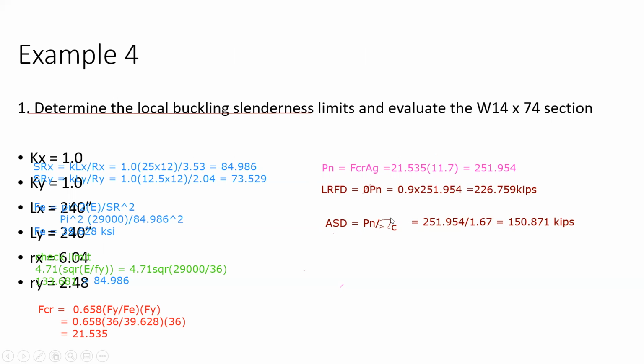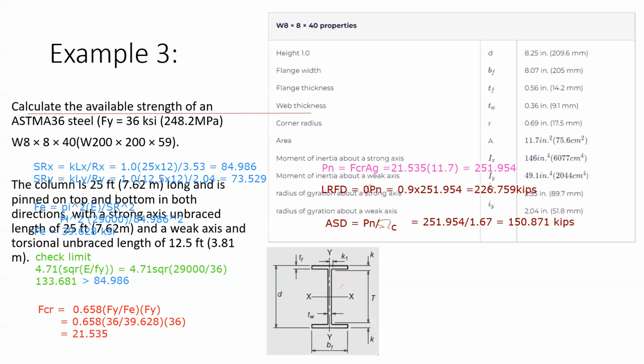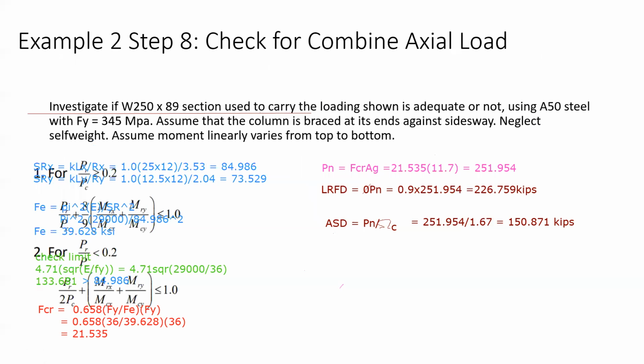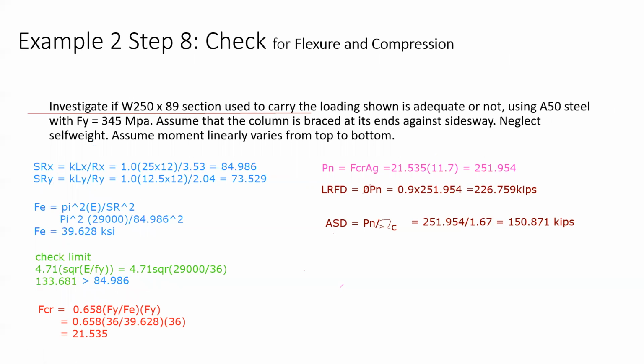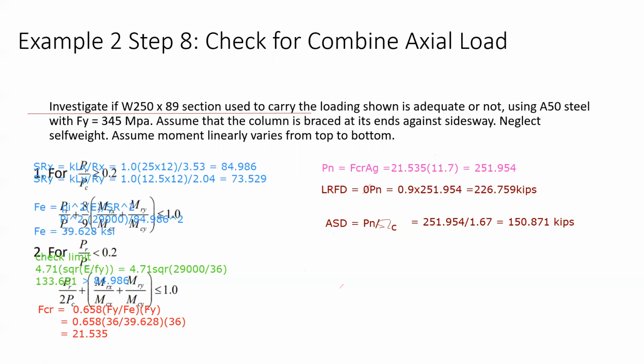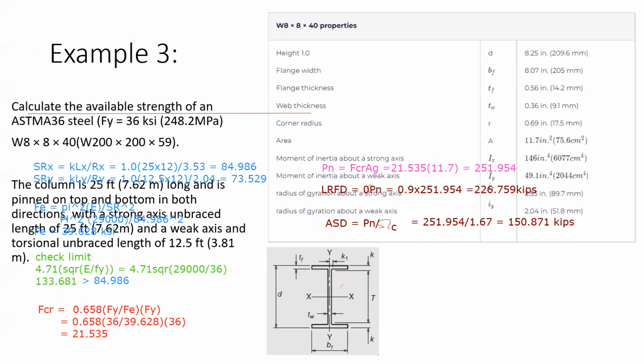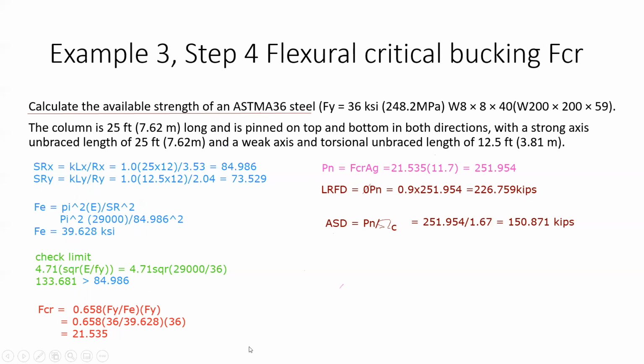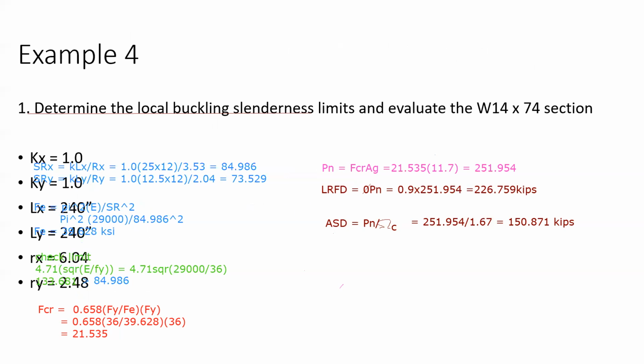But if a moment is given, or we have a fixed end, we look for Cb. After finding Cb, we find Mnx and Mny. Then we get the flexure-compression, and lastly, we check for the combined action load. As long as we know the steps one by one, it's easier to follow. Okay, so I think this is our final example.